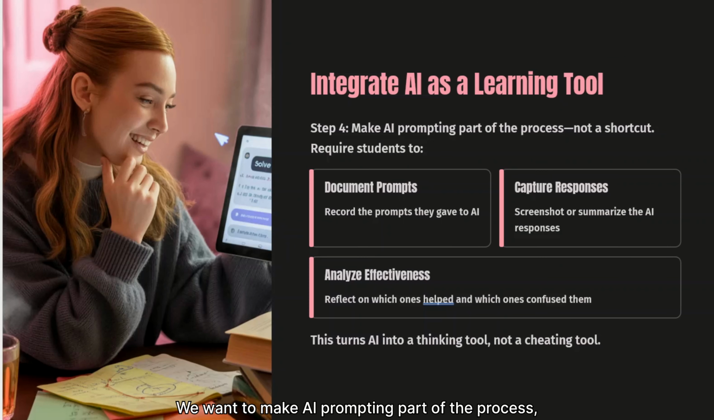We want to make AI prompting part of the process, not a shortcut. Here you can require students to record the prompts they gave to AI, screenshot or summarize the AI responses, and reflect on which ones helped and which ones confused them. They can compare the AI's explanation to their own thinking. This turns AI into a thinking tool and not a cheating tool.